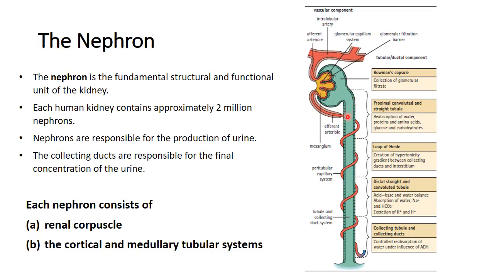Urine will then pass into a series of tubular structures within the cortex and within the medulla of the kidney, and these are called the cortical and medullary tubular system. In today's lecture, we will discuss the renal corpuscle and how it's formed, what its structure is, and in the next lecture we will discuss the tubular system of the nephron.